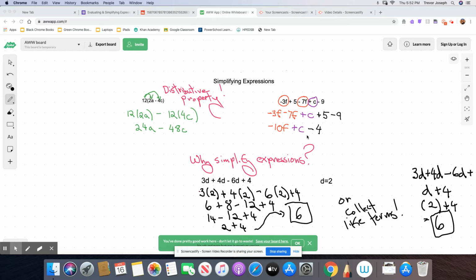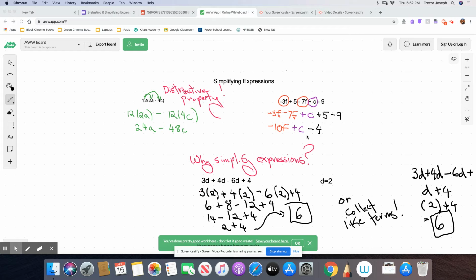This cannot be reduced anymore. It is simplified, this expression, because I cannot add bananas, apples, and say chickens. I don't know. It doesn't work. So you're probably asking me, who cares? Why do I even have to know how to simplify an expression?